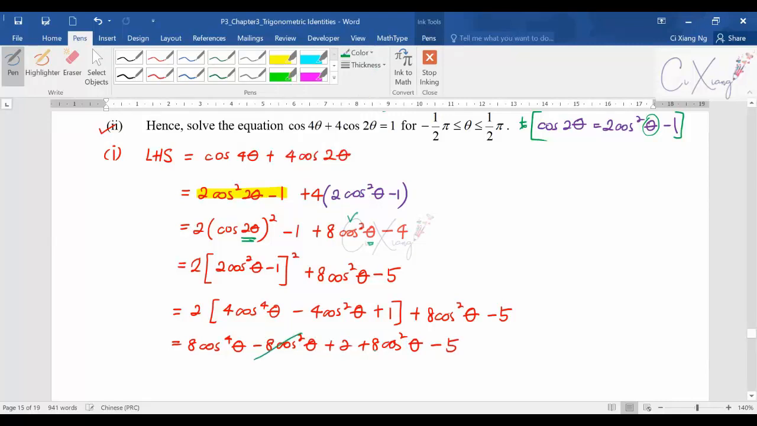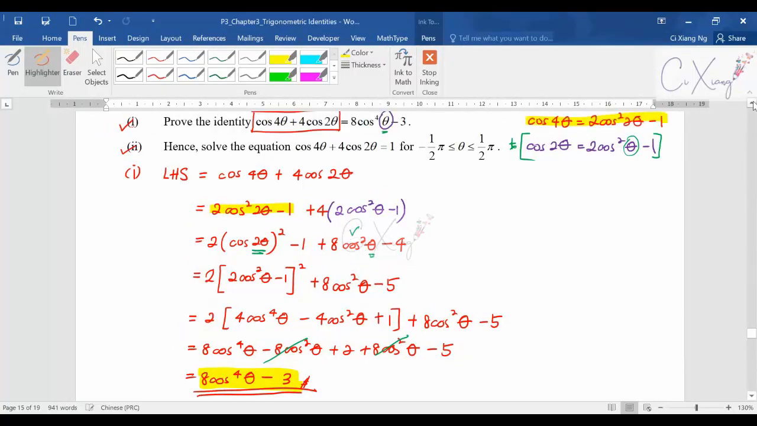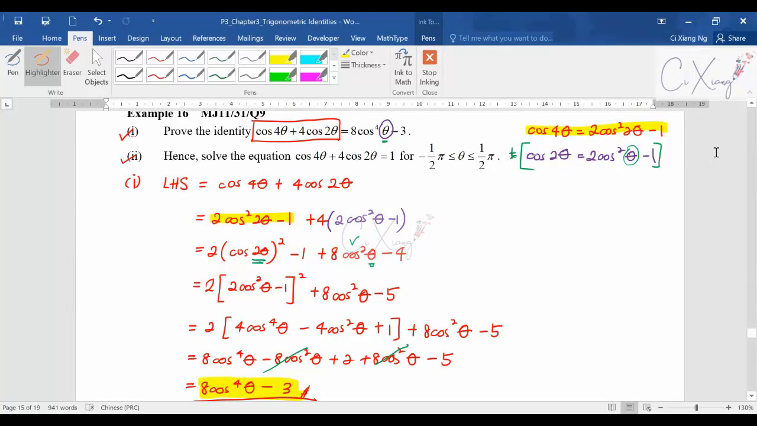So this one and this one are no longer there, and that's why you will get 8 cos power 4 theta minus 3. You double check and see, is it the right hand side answer that they want you to prove? I think it should be yes. For this one, you see that I applied the double angle formula for cos 2 times in my solution. This can happen. Maybe they want you to apply it 2 times or 3 times or more in the same question, so please be aware of all these details.